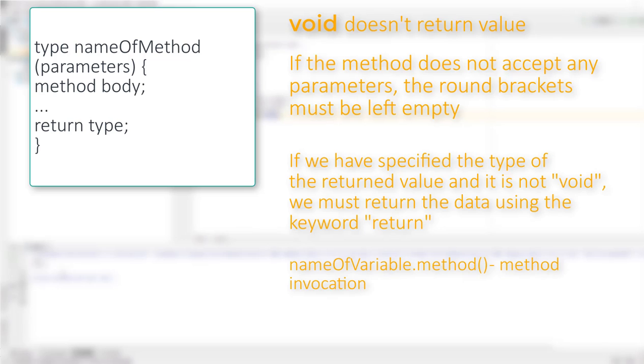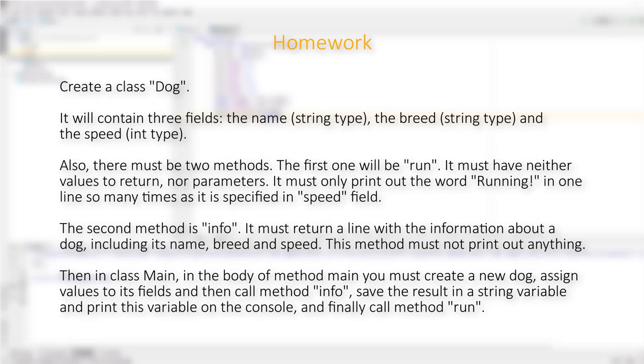To call a method for an object, we must address it using the dot operator. Write the name of the variable, type a dot, and the name of the method. Now here is the homework assignment. Create a class dog. It will contain 3 fields: the name, string type, the breed, string type, and the speed, int type.